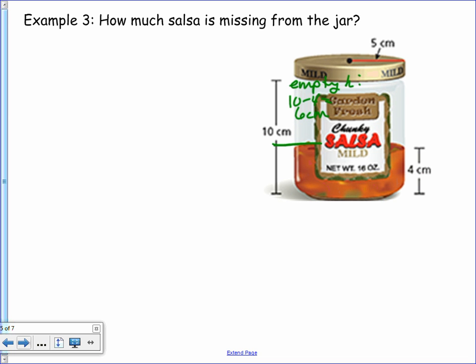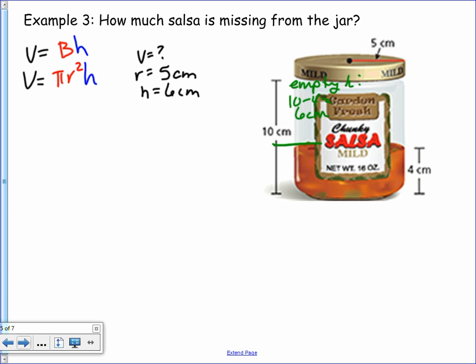Now again, we need the formula for the volume of a cylinder: area of the base times the height. Now the area of the base, you can write pi times radius squared or radius squared times pi. Okay, either way. Now we're going to substitute in what we know. We don't know the volume yet. We know the radius is 5 centimeters, and we know the height of the empty part is 6 centimeters. We just figured that out. So the volume equals pi times 5 squared times 6.